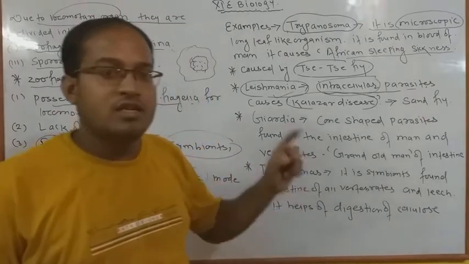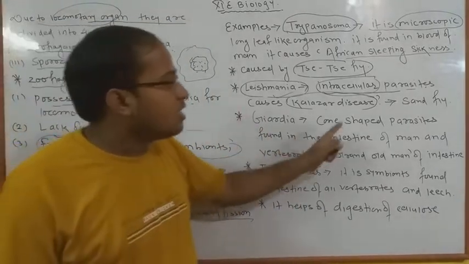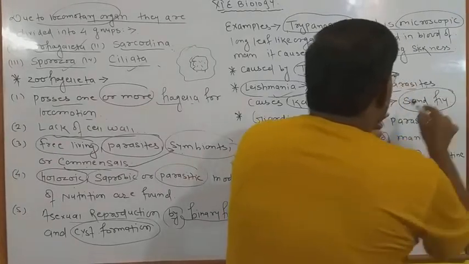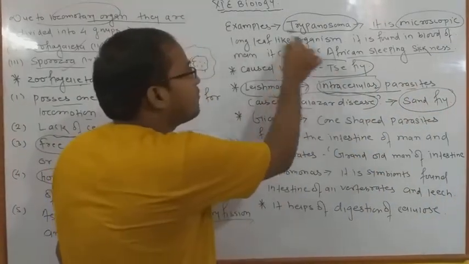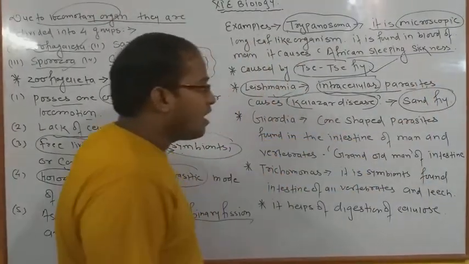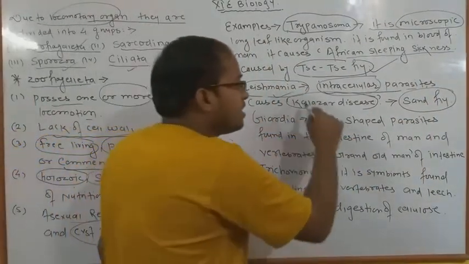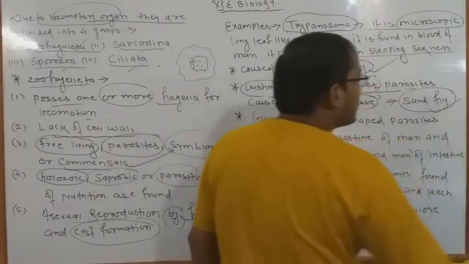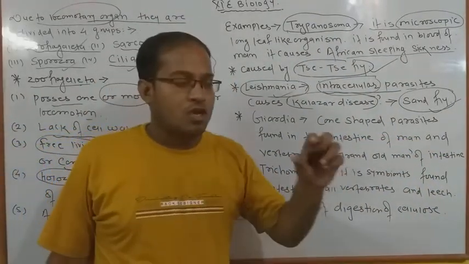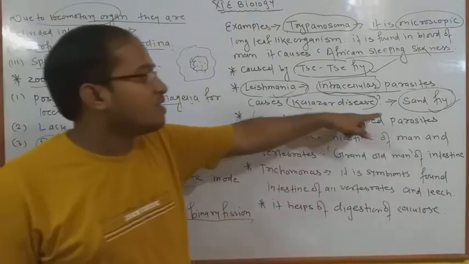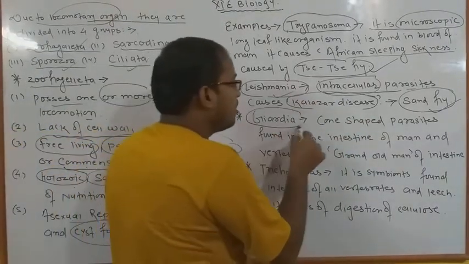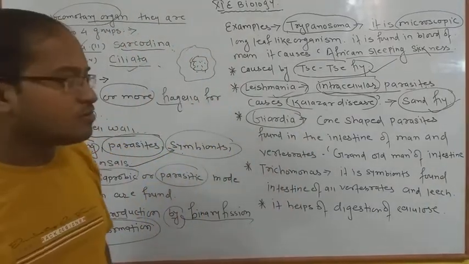If human beings do not get proper treatment, definitely they will die, ठीक है. It is caused by the sand fly, and you all have to remember this. Generally African sleeping sickness is caused by the tsetse fly, and Kala-azar disease by Leishmania is caused by the sand fly. Sand flies generally develop from soil. And next, coming to the next part, Giardia, ठीक है. What is the exact meaning of Giardia?